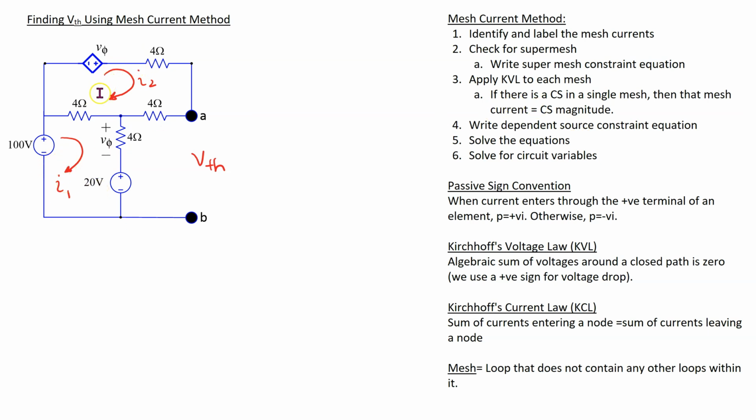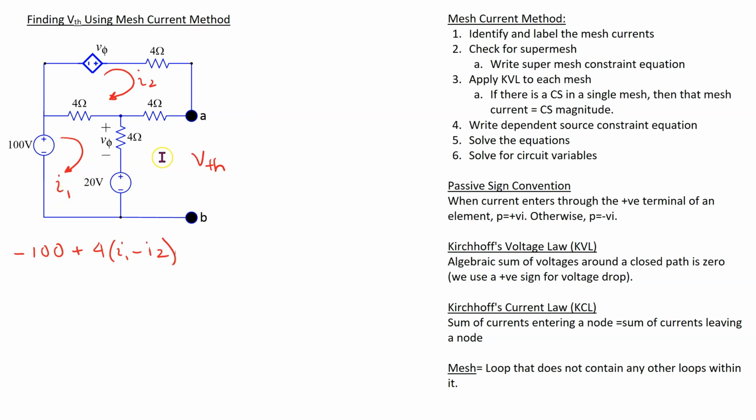So this circuit has voltage sources only. Voltage sources cannot give rise to a super mesh, so we don't need to check for the possibility of a super mesh. Let's apply Kirchhoff voltage law to mesh 1 starting at the 100 volt source. So we get minus 100, and then we have 2 currents through the 4 ohm resistor. So this is 4(I1 minus I2). We give precedence to I1 because we're writing KVL for mesh 1.